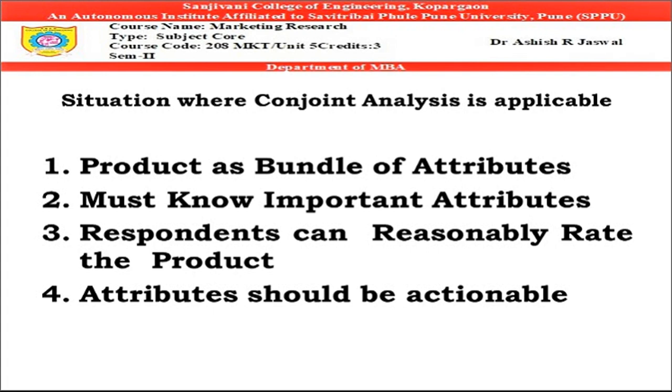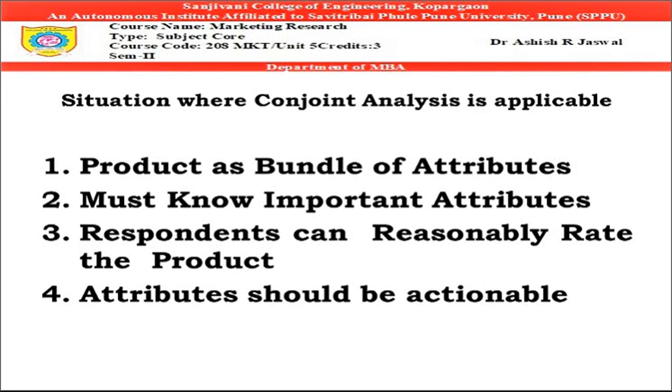The first is the product as a bundle of attributes. In this, remember that you should have a product which must be specified as a collection of attributes. What does it mean? If you take an example of a laptop, attributes would be performance, storage, display, RAM and many others. Since they have attributes, conjoint analysis can be done on a product like a laptop.